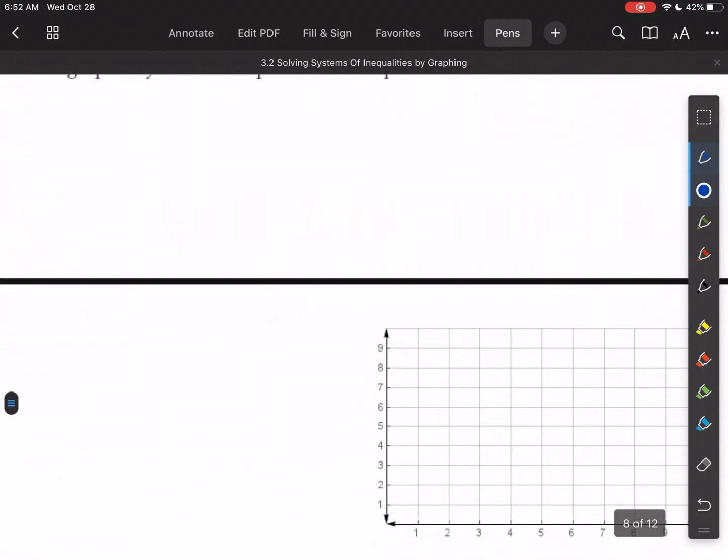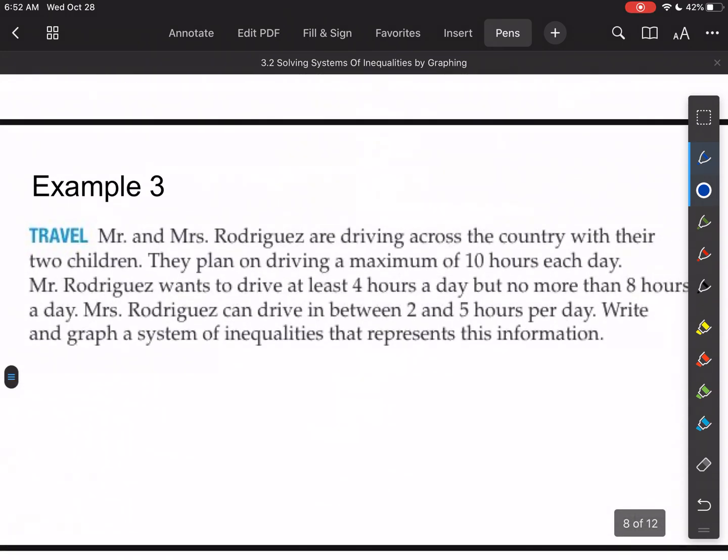All right, one more example, example 3, you guys. We're going to do a word problem really quick, and then you guys will be on your own. So for this one, Mr. and Mrs. Rodriguez are driving across the country. Their children, they plan to drive a maximum of 10 hours a day.